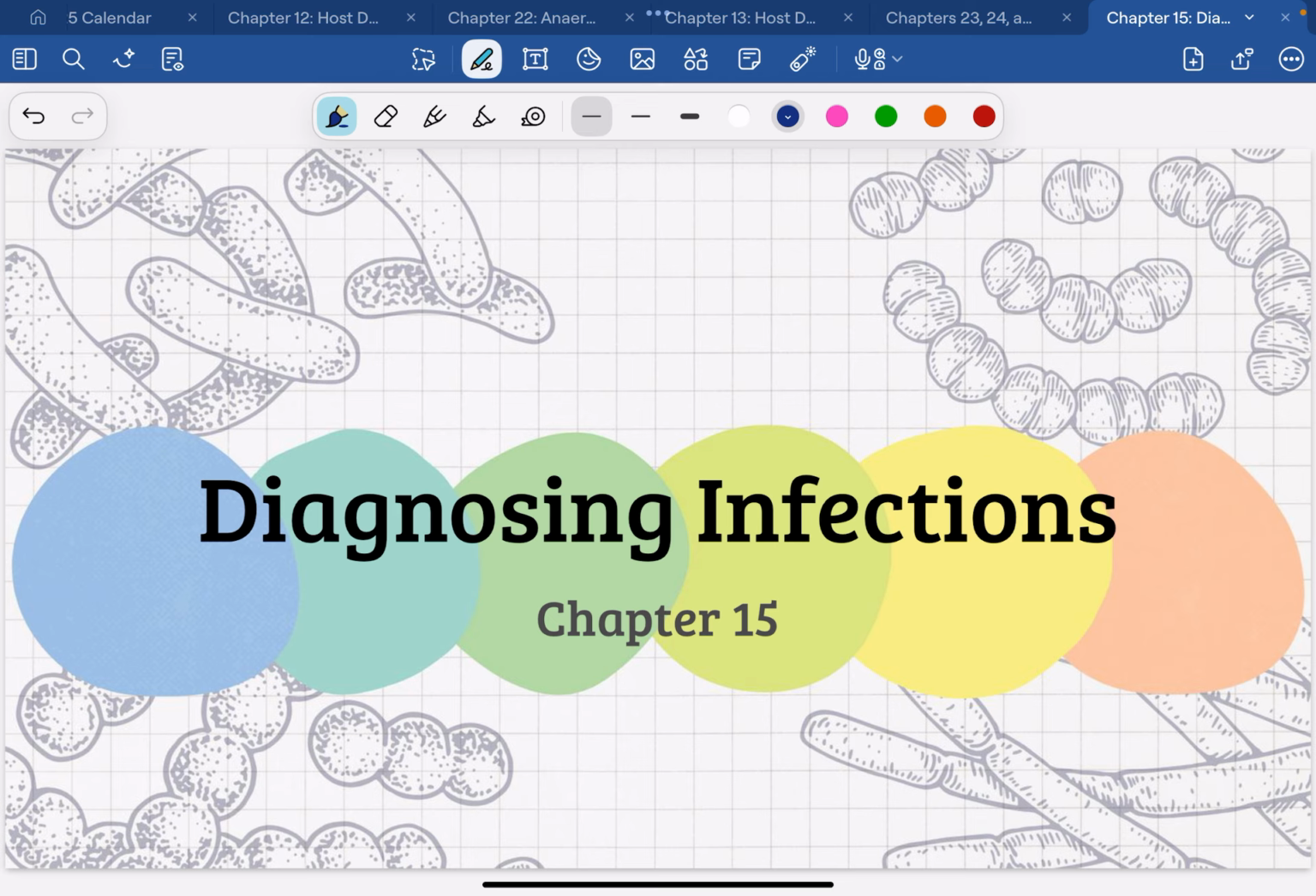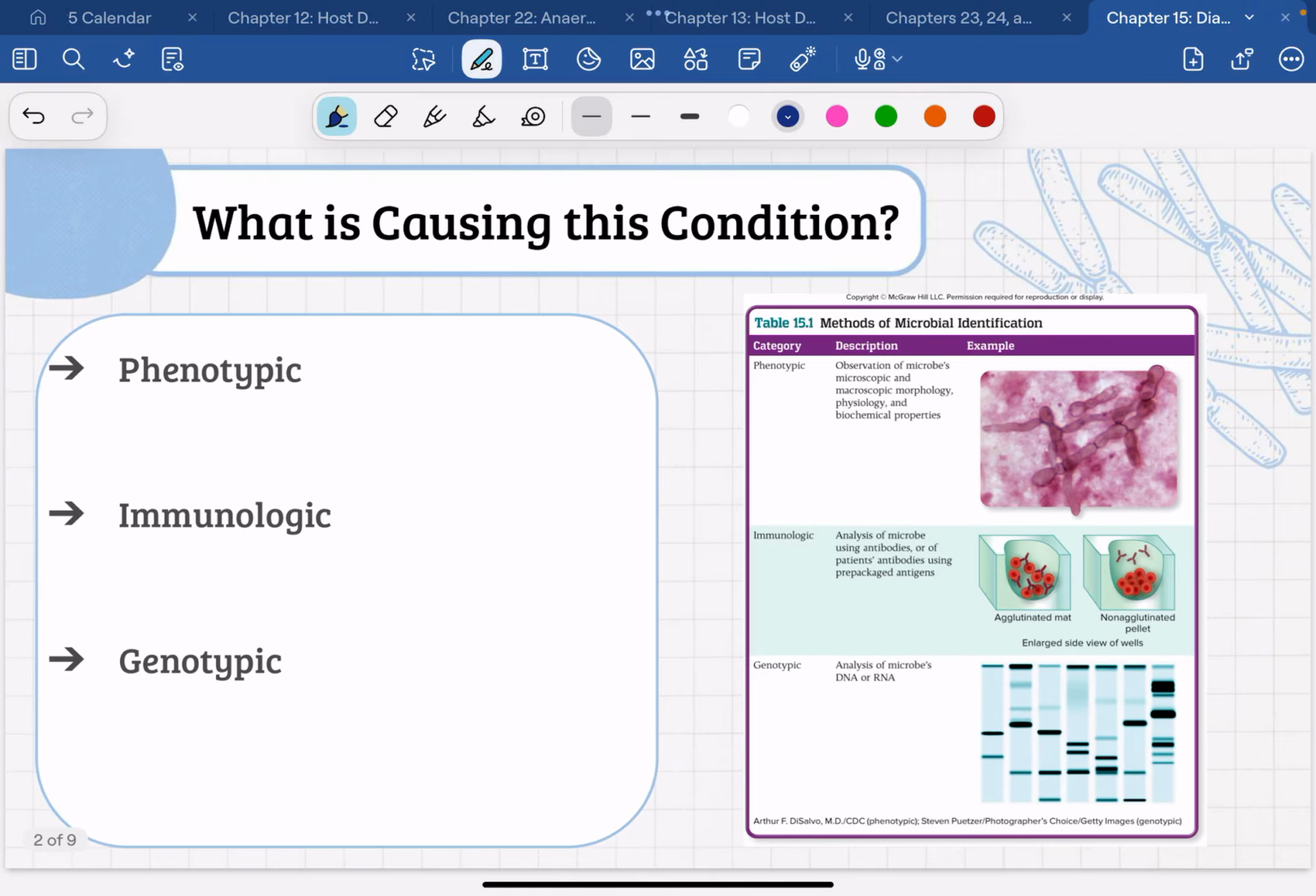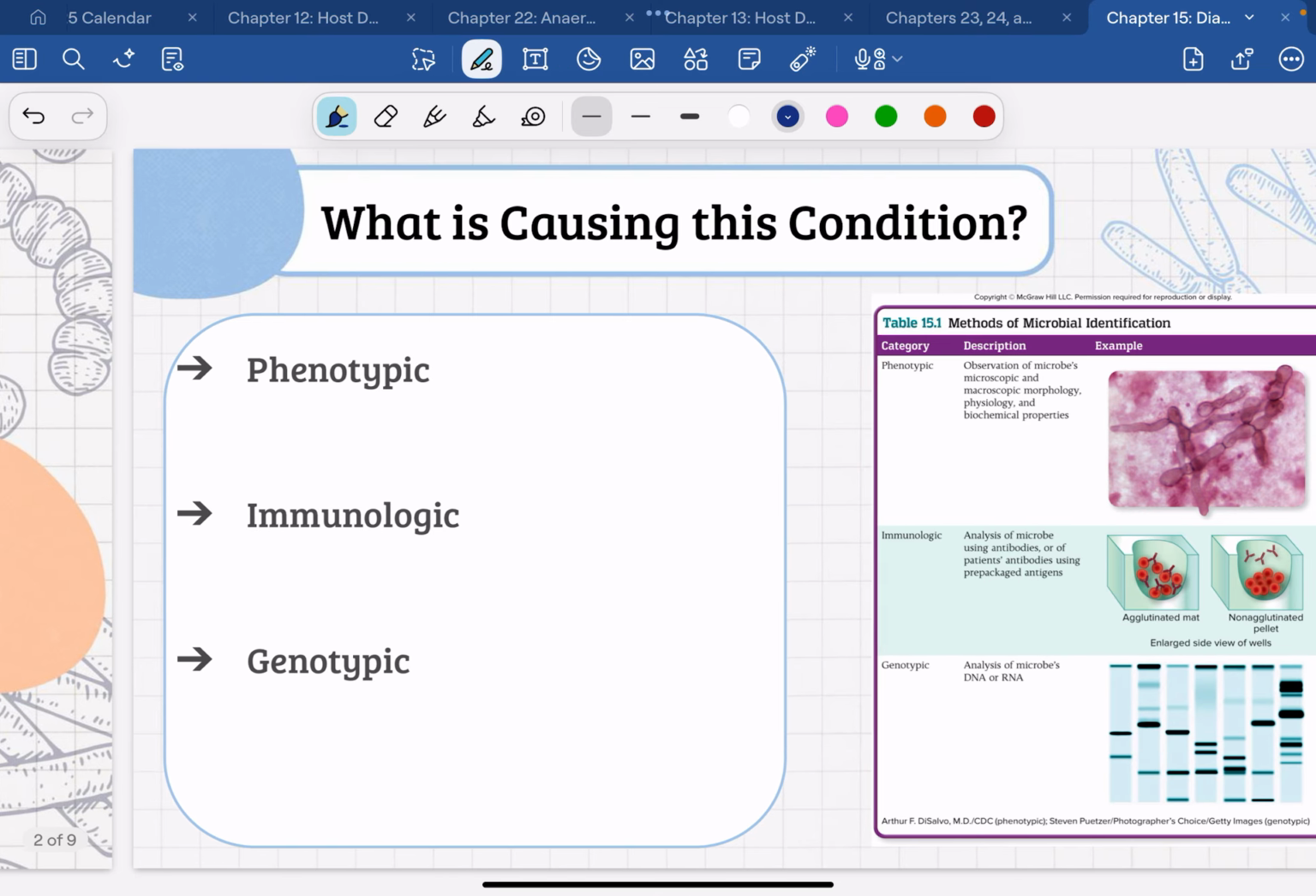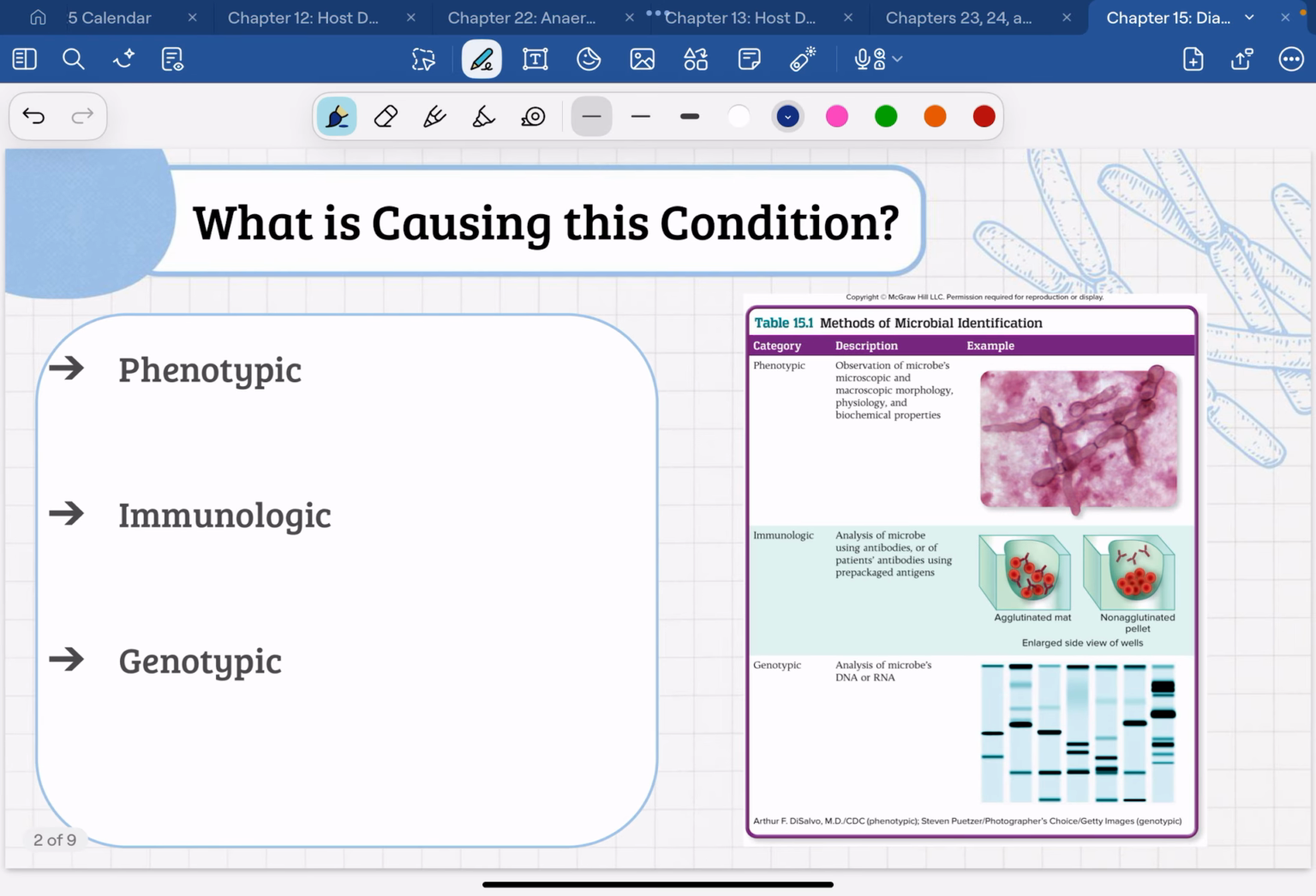So chapter 15, diagnosing infections. The whole purpose of diagnosing an infection is what is causing this person's condition, right? A patient, remember that all of this is always tied back to a person, a person who is experiencing something, a patient who has a disease or a sickness, and we are trying to help them. So what is causing this condition?